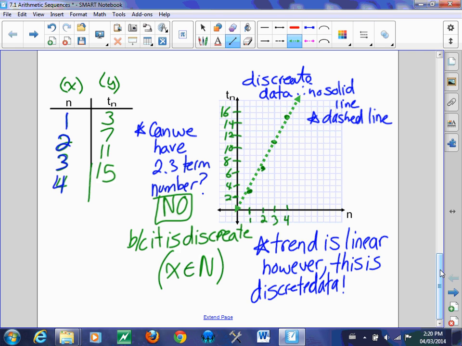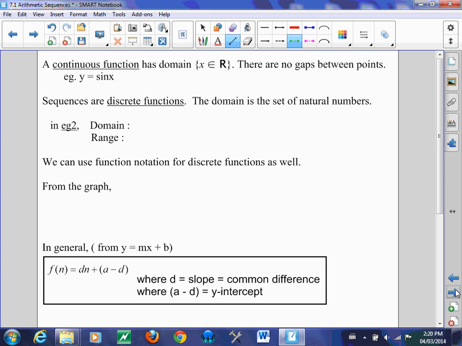All right, that's why you don't have a solid line. Moving on. We're going to talk about a continuous versus a discrete function on the next page. A continuous function has a domain where x belongs to the set of real numbers. There are no gaps or spaces between the points. For example, y equals sine x.